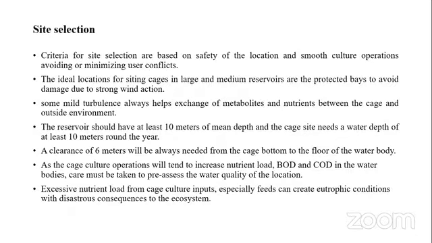The reservoir should have at least 10 meters mean depth, and the cage site needs a water depth of at least 10 meters around the year. A clearance of 6 meters will always be needed from the cage bottom to the floor of the water body, which is very, very important because it requires the hanging movement and free flow of water, oxygen, and nutrients. Excessive nutrient load from cage culture input, especially feed, can create eutrophic conditions with disastrous consequences to the ecosystem.